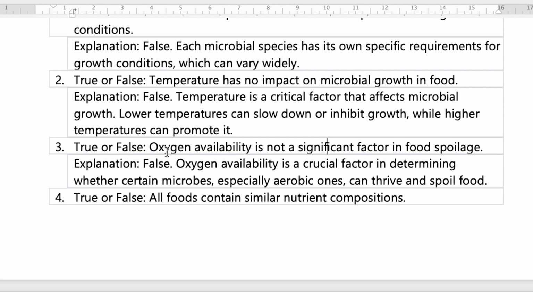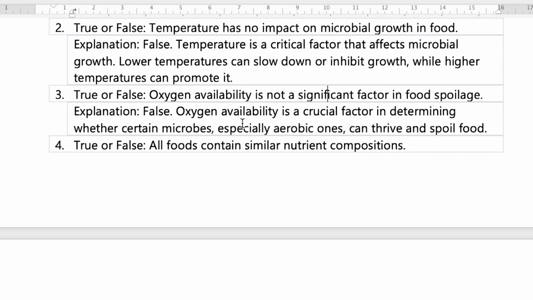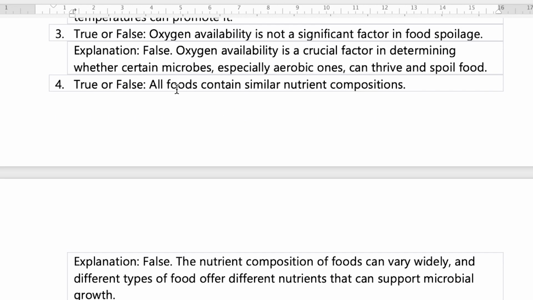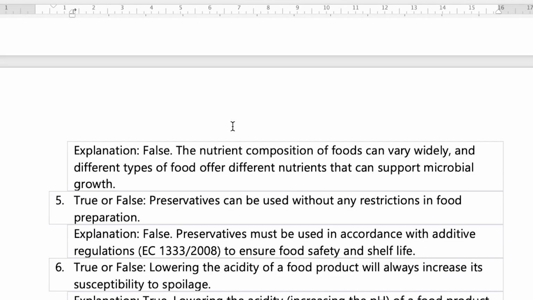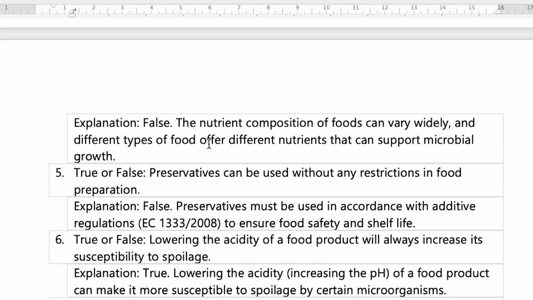Number three, oxygen availability is not a significant factor. It's false, because they attack from the outside. Number four, all foods contain similar nutrition composition. Of course, this is wrong because different foods have different nutrition composition or content of nutrition. For example, egg cannot have more protein than beef.